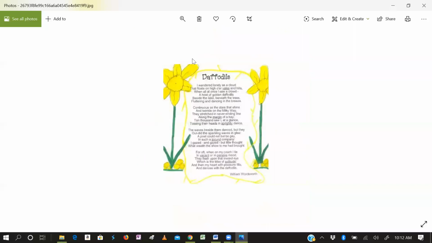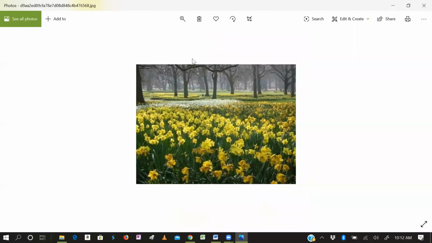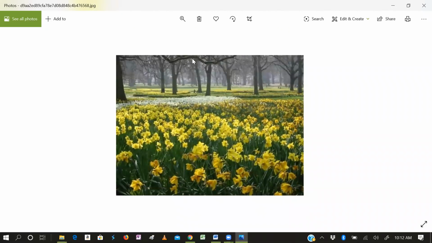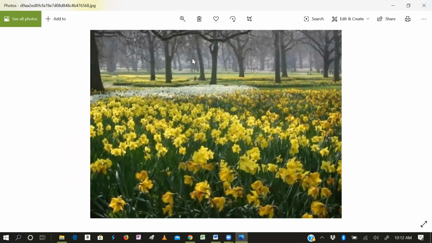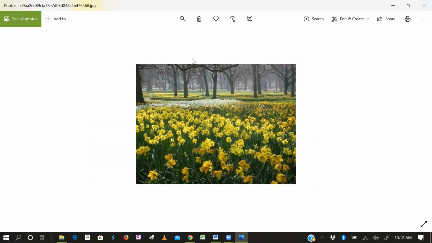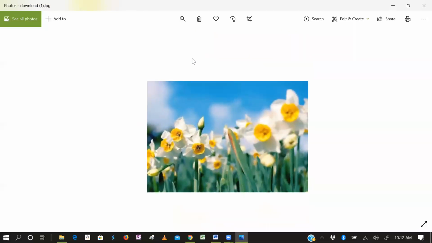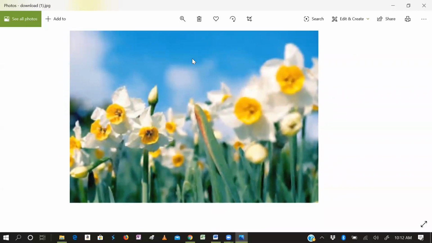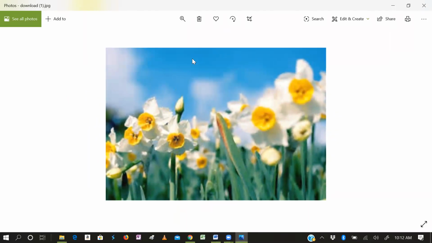Move to another. This is, you can see these daffodils growing by the lakes, in the spring season, moving toward autumn. These are pictures of the daffodils. Daffodils look like these. So he's talking, William Wordsworth is talking about these daffodils. Look at these, these are also daffodils, in a white color.